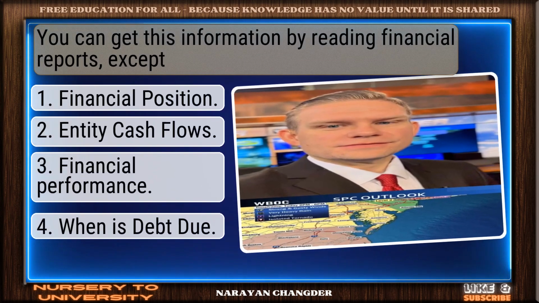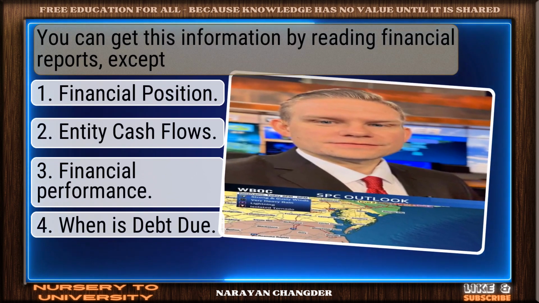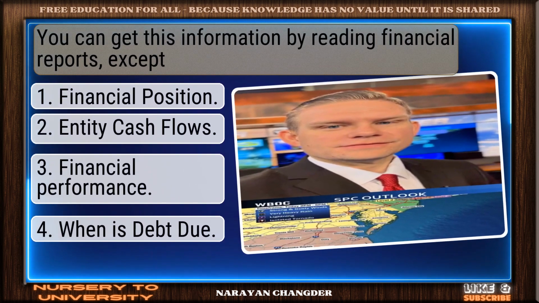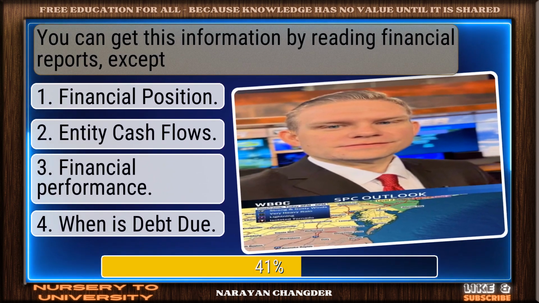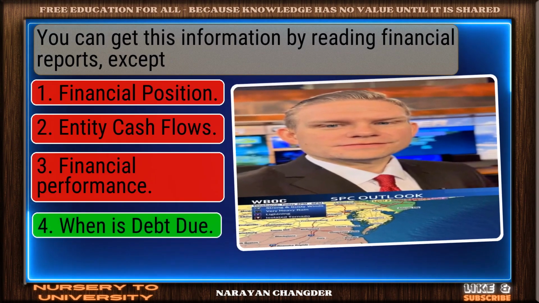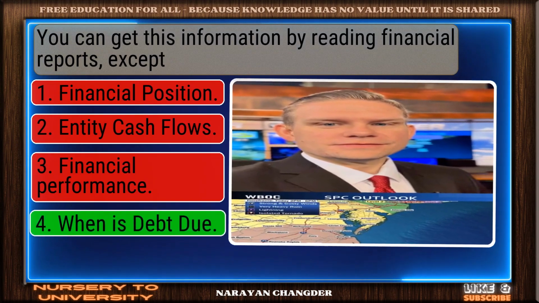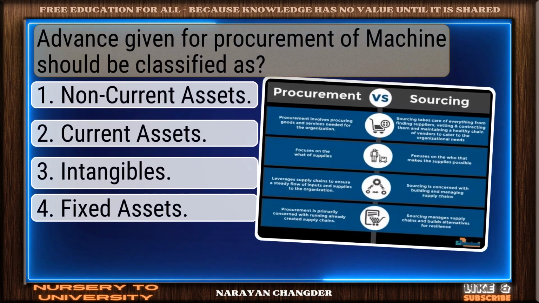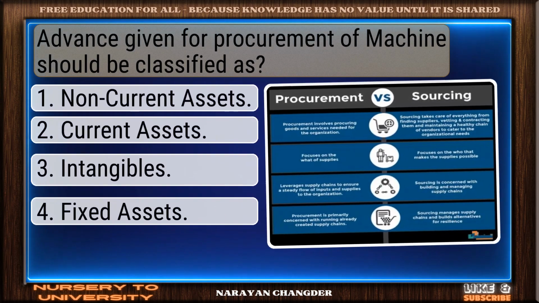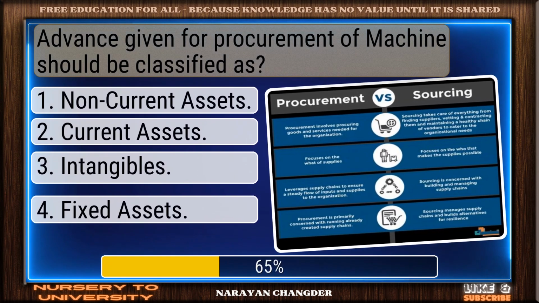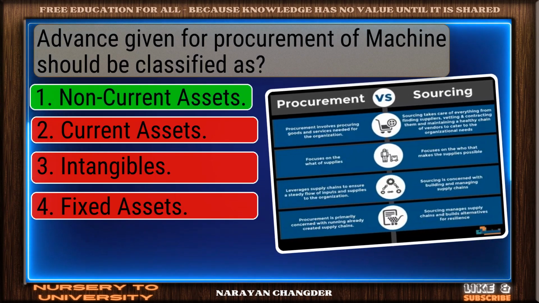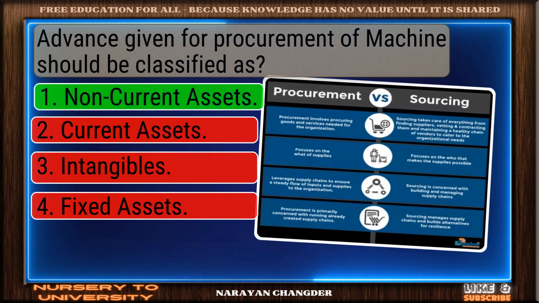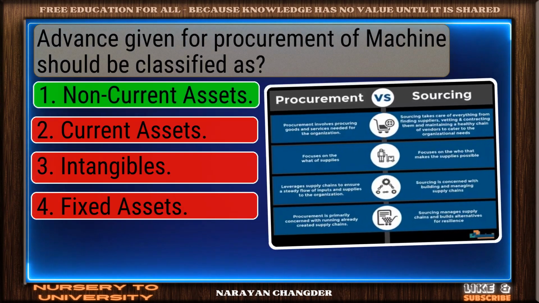You can get this information by reading financial reports, except. You chose when is debt due, and it is correct. Advance given for procurement of machine should be classified as. You're right. Non-current assets is the correct answer.